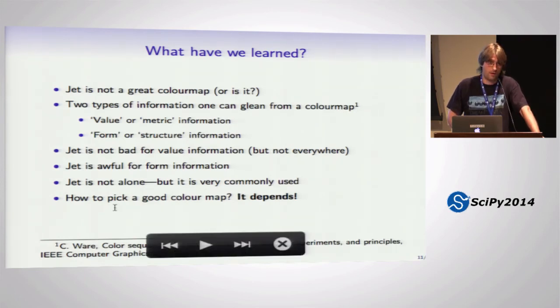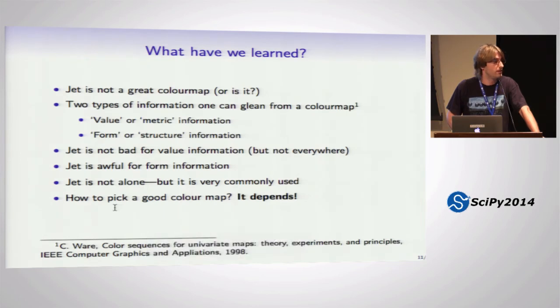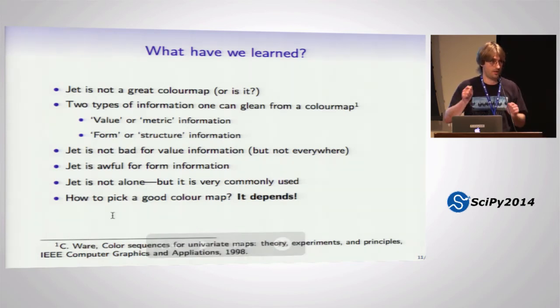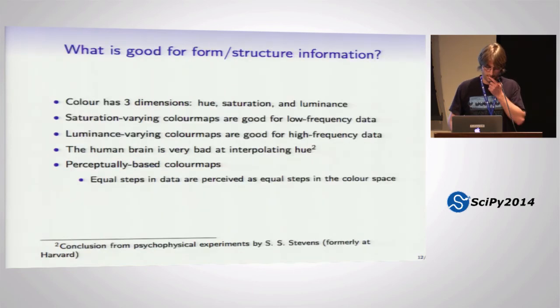So how do we pick a good color map? Well, the answer is it depends. As you've seen, there's high frequency data and low frequency data. You should read this paper by Colin Ware, which talks about how to understand high frequency and low frequency data. All these slides are online, and I'll show you the link at the end. Color has three dimensions. Hue, saturation, luminance is one particular parameterization. There's also RGB and a bunch of others.